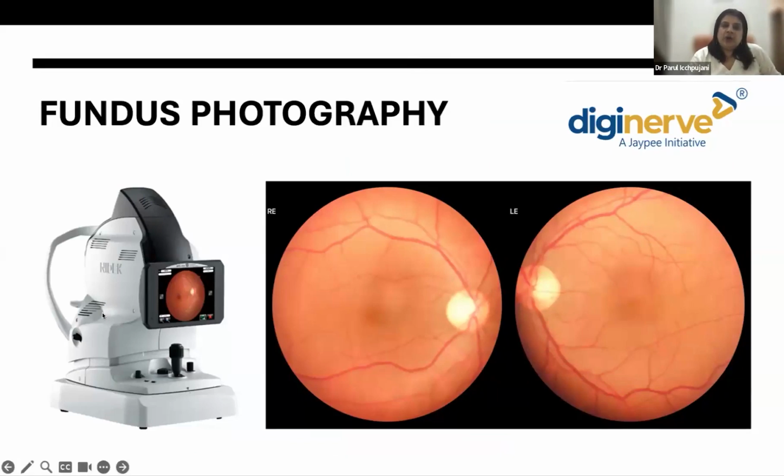So this is a fundus photography camera. We can record the fundus photographs and eventually, over a period of time, match these photographs to see if the disease is progressing or not. So this is a fundus photography system.